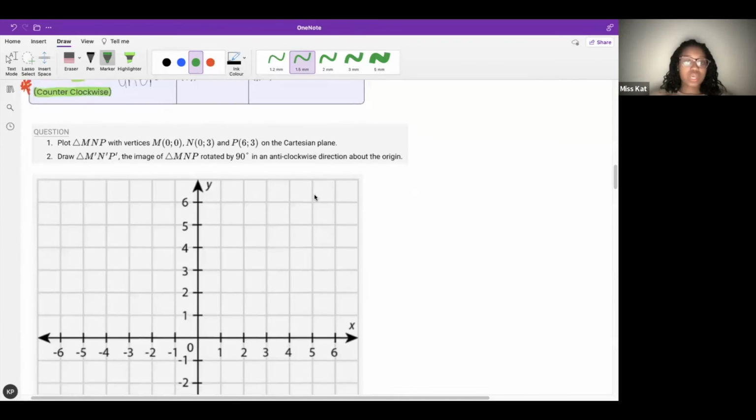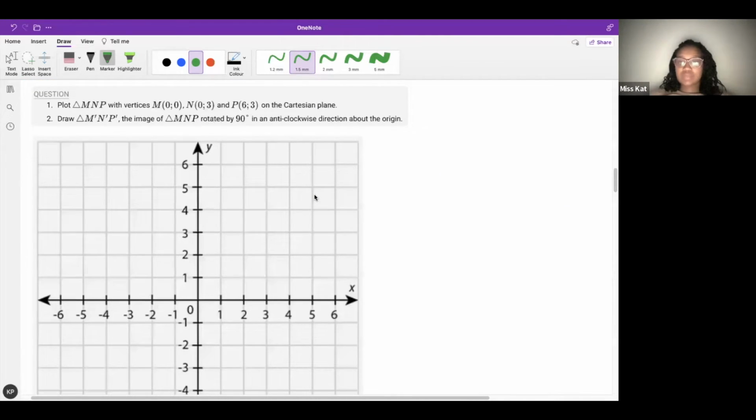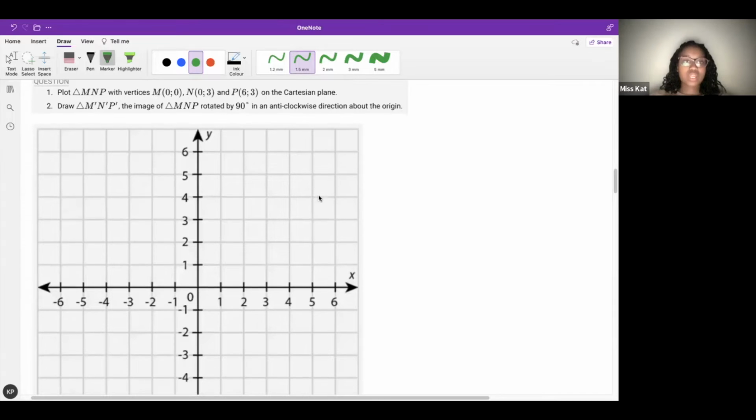Let's get to it. So first it says, plot a triangle. Okay, let's not complicate our lives. Let's do one instruction at a time. Plot triangle MNP with the following vertices: M is at 0, 0, N is at 0, 3, and P is at 6, 3. So it's over there.